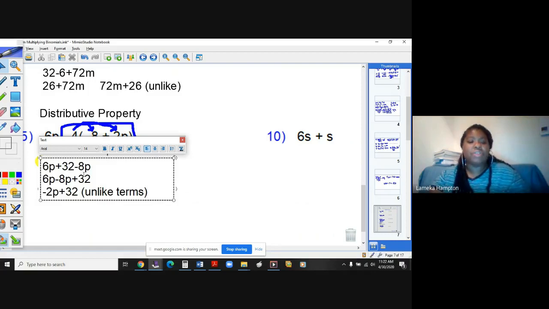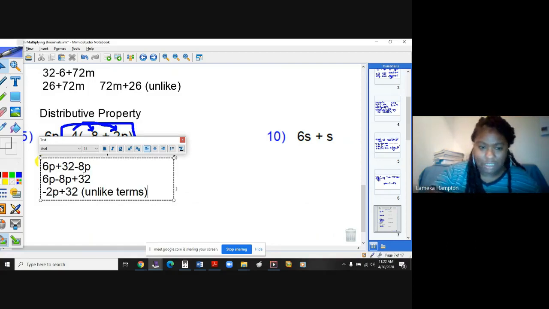Remember, for the people watching the playback, I'm just letting you know that you cannot add or subtract unlike terms. So don't try to say that that's 30p, or 32p. You can't make up rules when it comes to these things. It's very important that you know all the rules and where they are applied, if that makes sense.